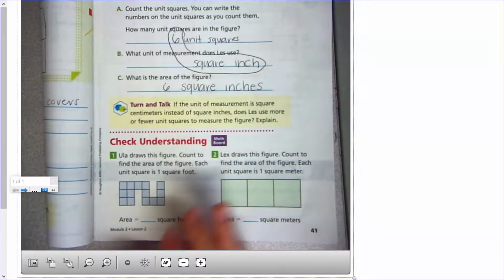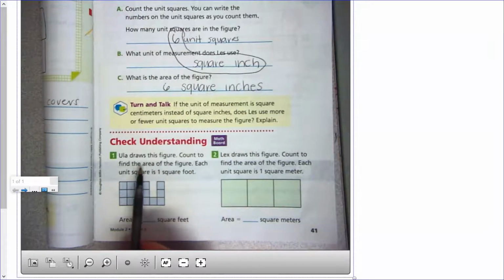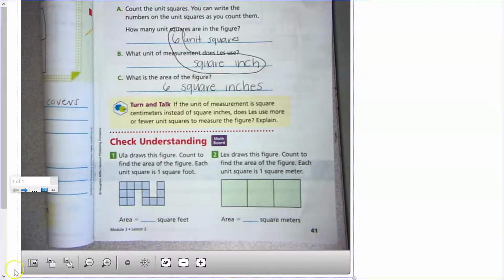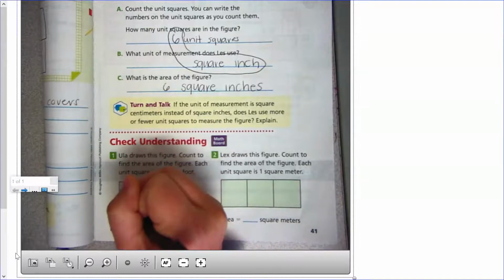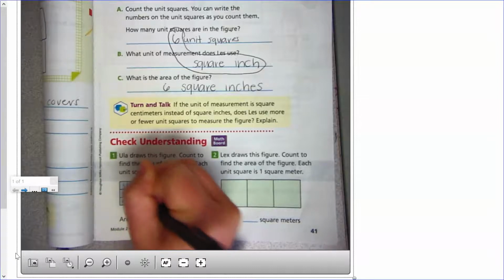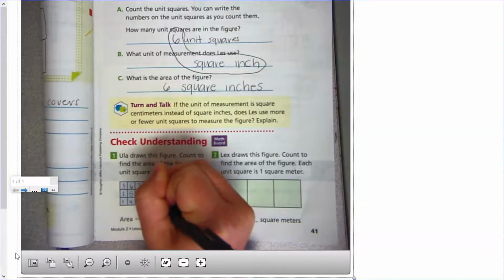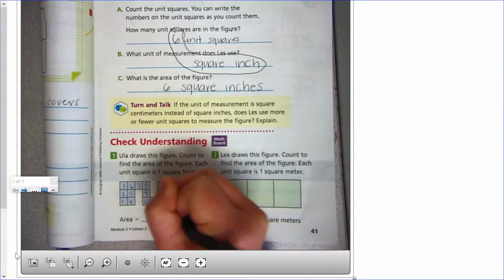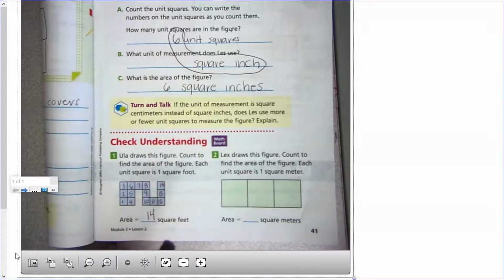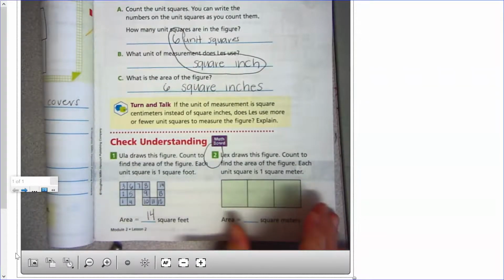All right. Let's look down here. UDOT draws this figure. Count to find the area of the figure. Each unit square is 1 square foot. So let's count. 1, 2, 3, 4, 5, 6, 7, 8, 9, 10, 11, 12, 13, 14. 14. I want you to do number 2 right here, just like we did right here, and you can count in any order.